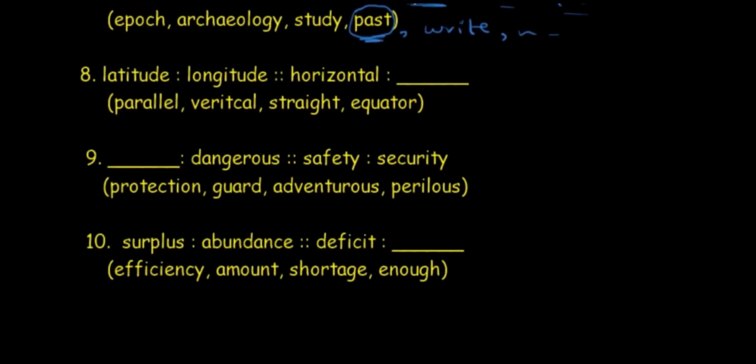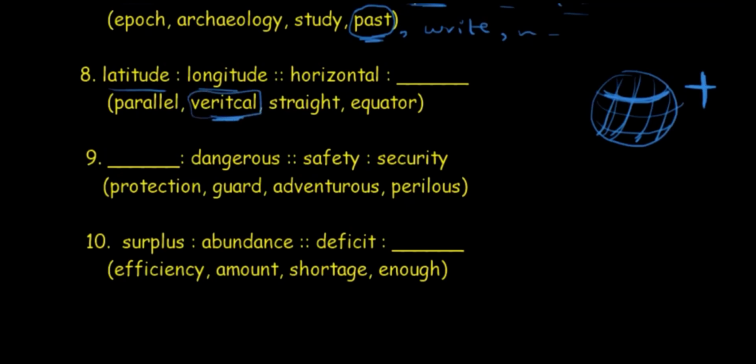Question number 8. Latitude, longitude. That's very easy to do because latitude and longitude are these lines on the surface of the Earth. So these are the latitudes and the longitudes. These are the latitudes. Do you see that they are sort of horizontal? And these are the longitudes. Do you see that they're sort of vertical? So that's the answer. This one was a bit straightforward.